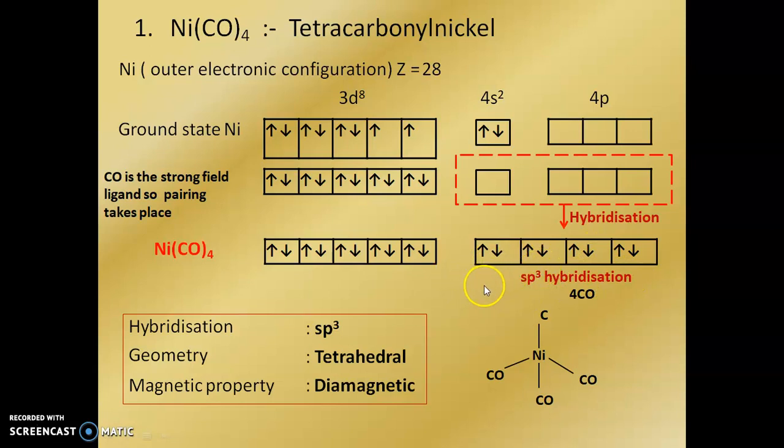So in that, the sp3 hybridization shows a tetrahedral geometry, but in this case there is no unpaired electron, hence the paired electrons are present, and that type of complex is diamagnetic.